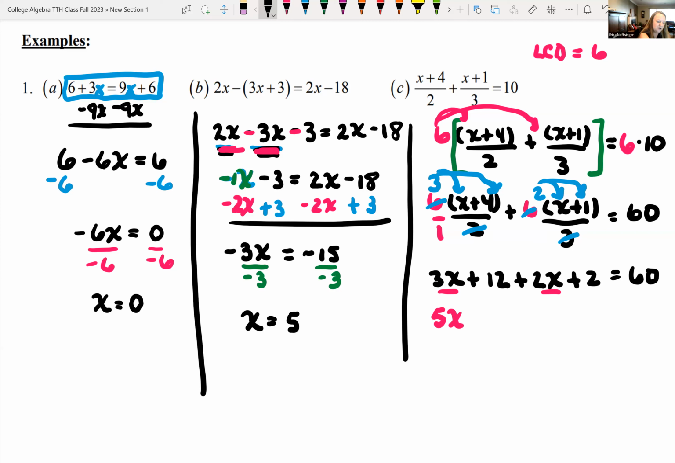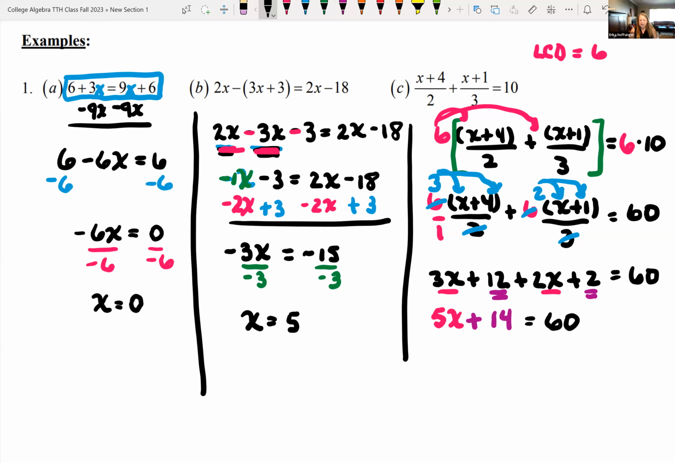And then I also noticed that I have like terms here, 12 plus 2. Those are both constants, so I can combine those. 12 plus 2 is 14, is equal to, let's bring down our 60. So we've cleared our fractions. We've simplified down each side of the equal sign as far as possible.